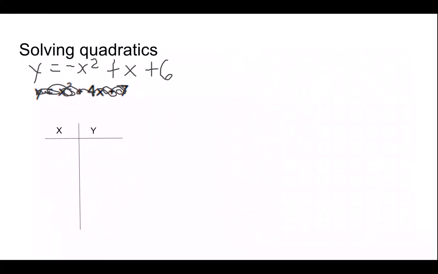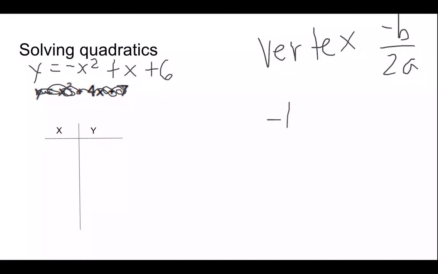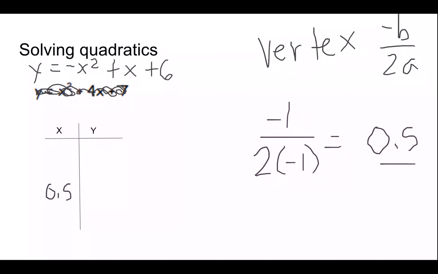Let's do one more example. Again, we'll start by finding the vertex. When I find the vertex, I'm going to go negative b over 2a and plug everything in. So negative b is negative 1, over 2a, so 2 times negative 1, which is going to give me 0.5.